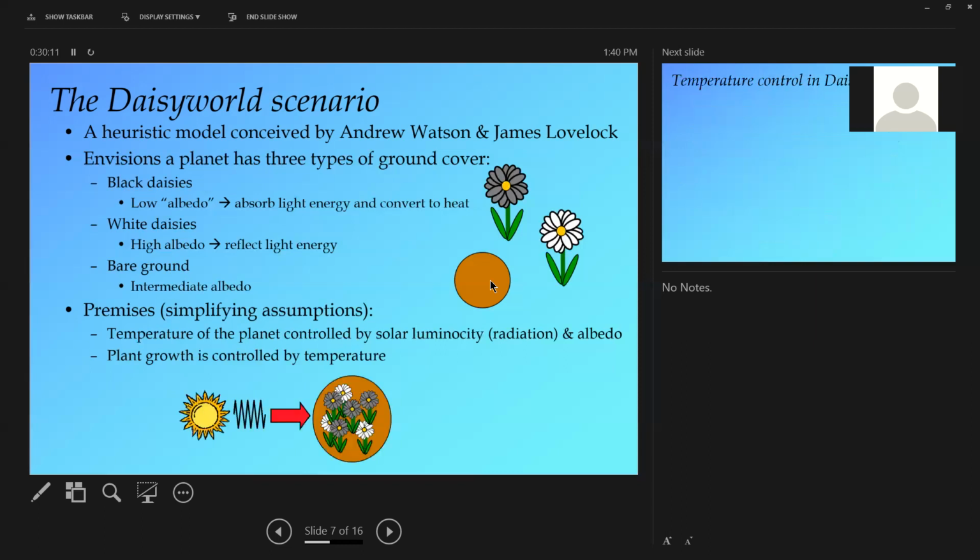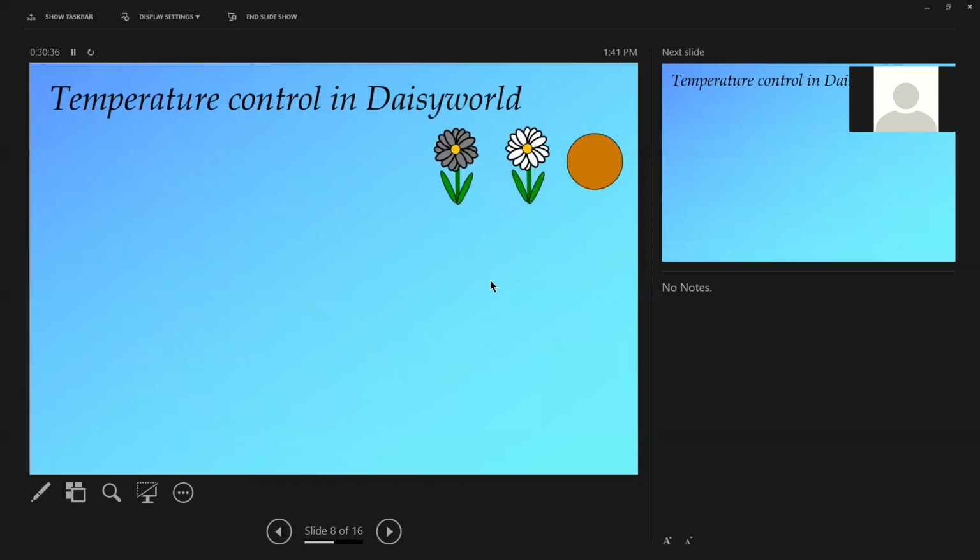And so you've got this sort of mixture: you've got light coming in, and how much of it is absorbed is a function of what your ground covers are. The more black daisies you have, the more light you're absorbing. The more white daisies you have, the less light you're absorbing on the planet. And the temperature resulting from that absorption of light is influencing the growth of the black and white daisies on the planet.